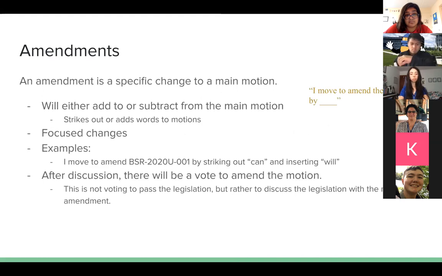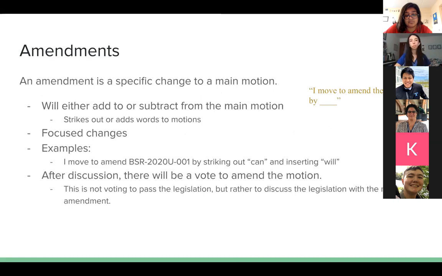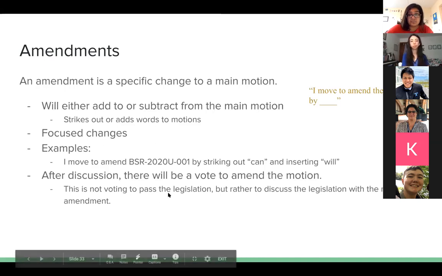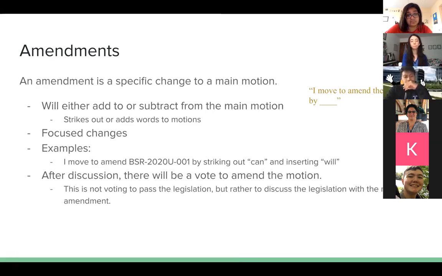A specific type of subsidiary motion is amendments. An amendment is a very specific change to a main motion. So this could either add words or subtract words from the motion. You could change out a word, or strike out a clause to a law, something like that. And then after discussion of the amendment, you vote to apply the amendment to the motion, and then you have to continue discussing the motion with the amendment attached.